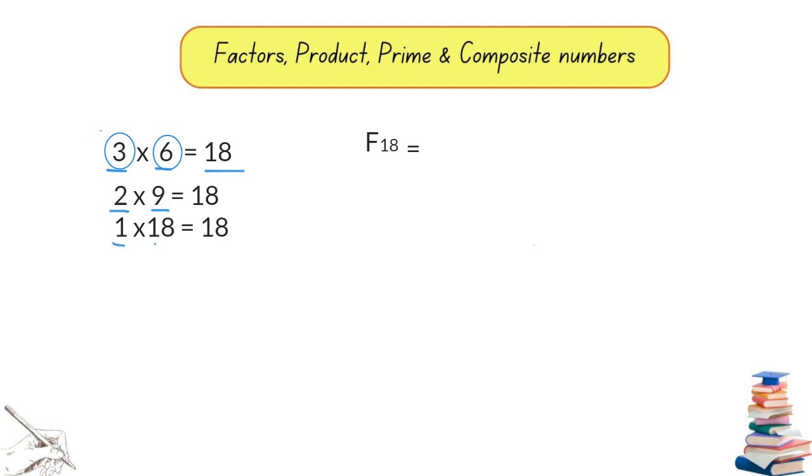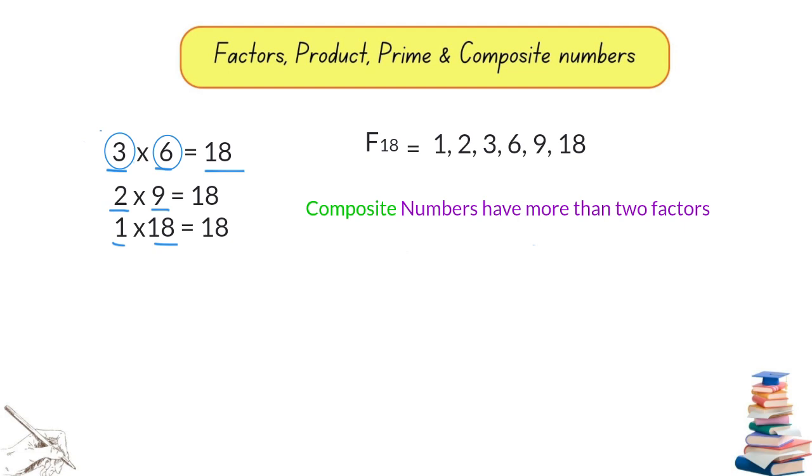Same thing with 1 and 18 by itself. I can arrange and write all of 18's factors like this. It's written as f of 18, meaning factors of 18, equals 1, 2, 3, 6, 9 and 18, as per what we saw over here. Numbers like 18 that have many factors, or more than 2 factors, are called composite numbers. Prime numbers, on the other hand, are those numbers that have only 2 factors.